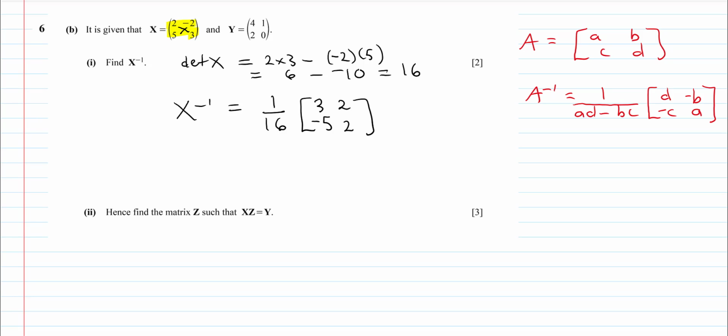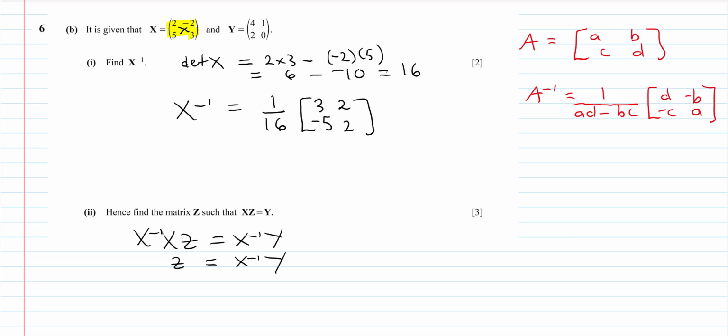For part 2, we need to find the matrix Z such that X times Z is equal to Y. So we'll start by left multiplying by X inverse each side. So then we get X inverse times X times Z is equal to X inverse times Y. When we find the inverse of a matrix X and then multiply it by X, we just end up with the identity matrix. And anything times the identity matrix is just itself. So on the left side, we're left with just Z. So Z is equal to X inverse times Y.